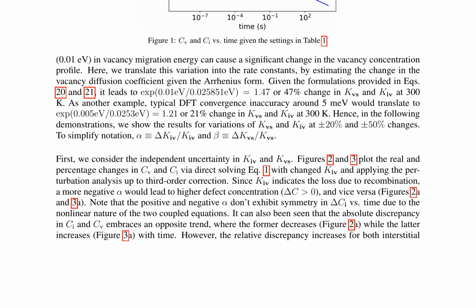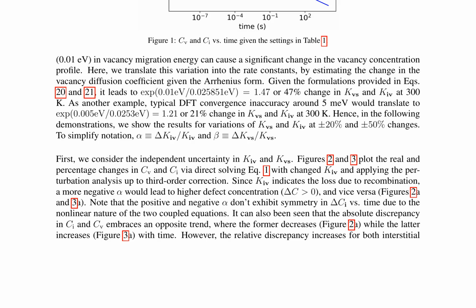The authors translate this variation into rate constants, estimating the change in the vacancy diffusion coefficient given the Arrhenius form. The authors demonstrate the results for variations of KVs and KIV at plus or minus 20% and plus or minus 50% changes, considering independent uncertainty in KIV and KVs.